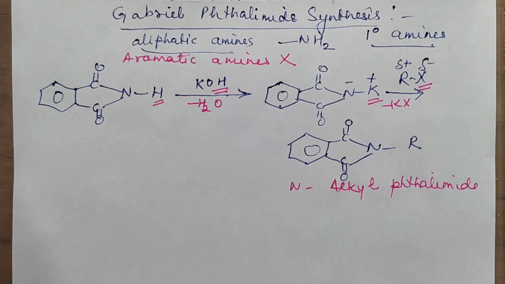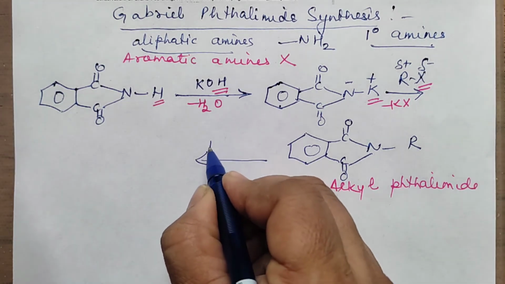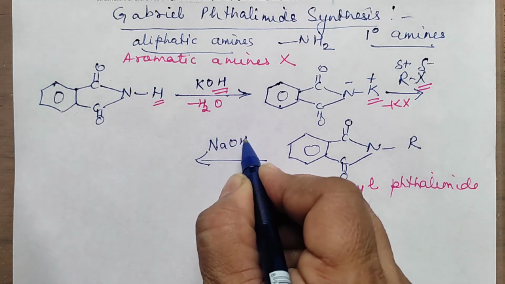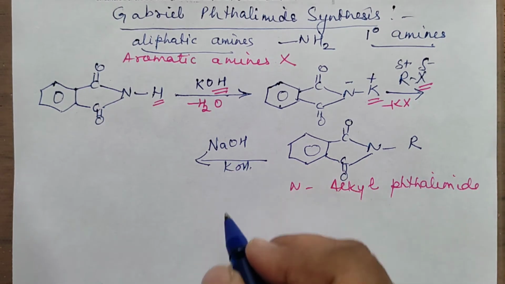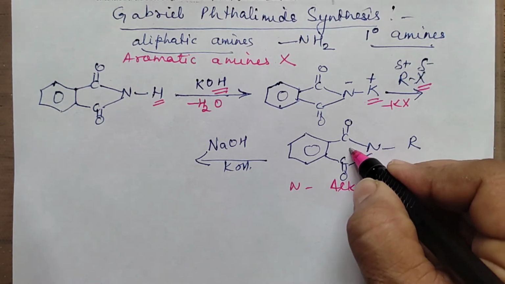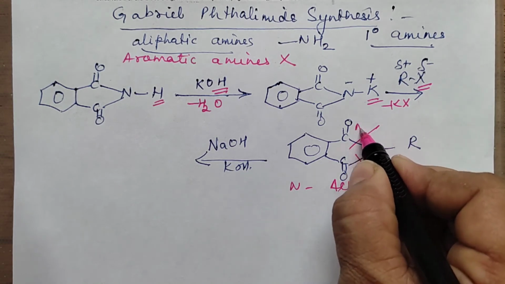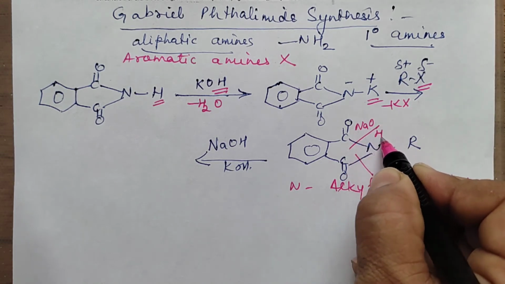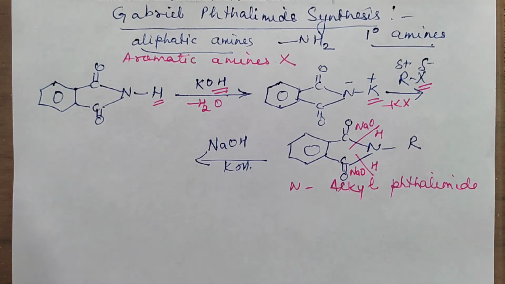Now this last step, whatever you get here, is to be hydrolyzed, with either NaOH or KOH. So using the base you have to hydrolyze it. Just for writing, how will you remember? You will break it from here, and from here. You will write NaOH twice, NaOH here and NaOH here. This is for writing in the board exam if this is asked.